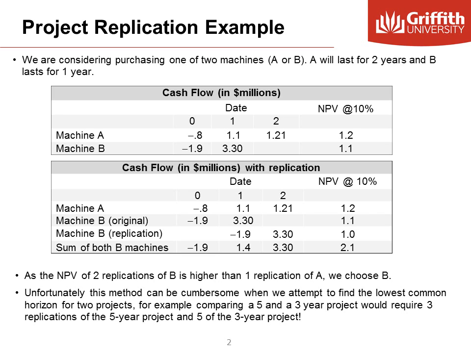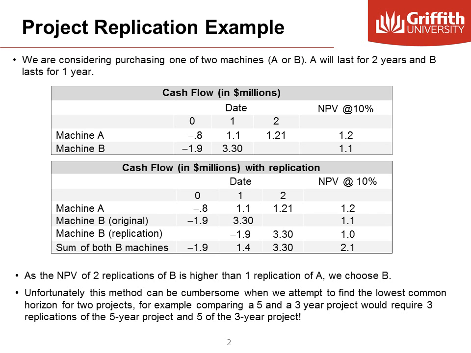This is an example of project replication. The company has a choice between two machines. Machine A costs less and has a life of 2 years, and its NPV is 1.2. Machine B costs more and lasts only 1 year with a lower NPV of 1.1. So based on the NPV, we would reject project B.